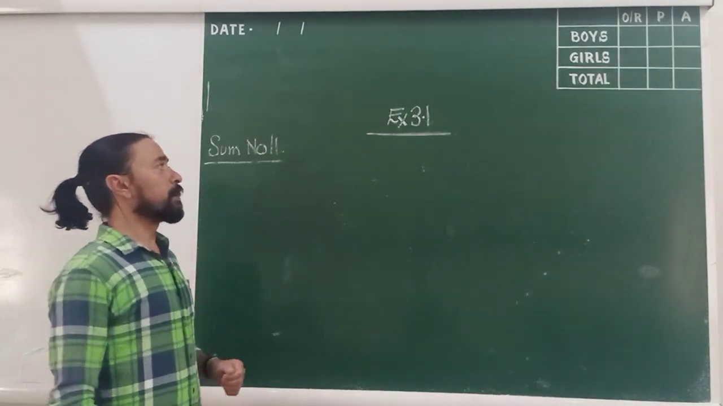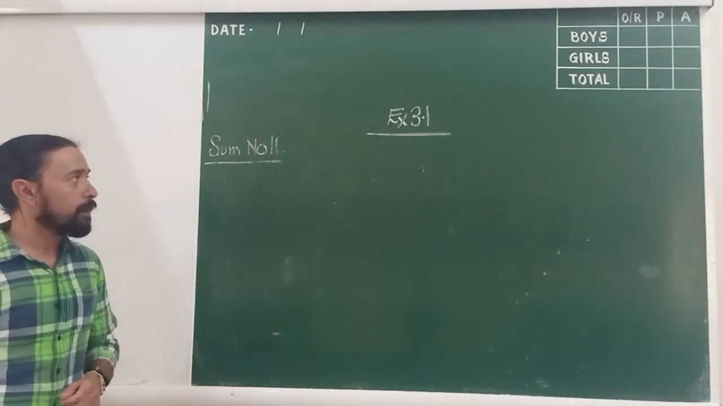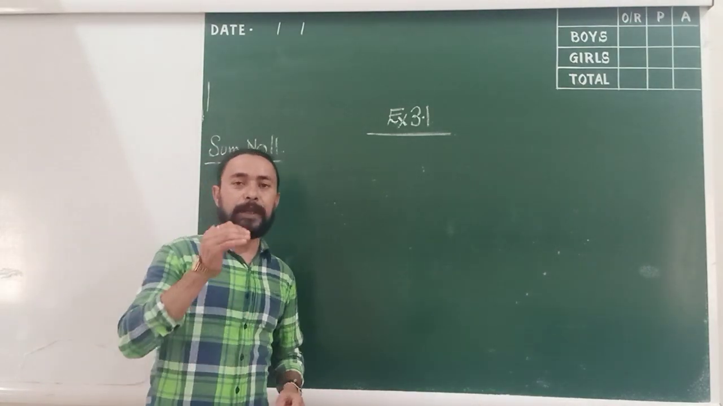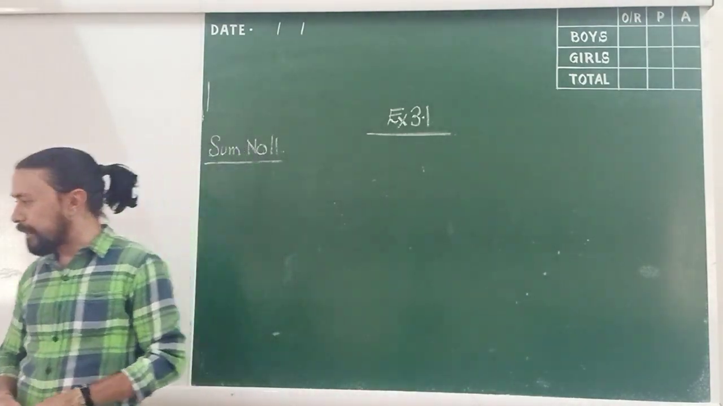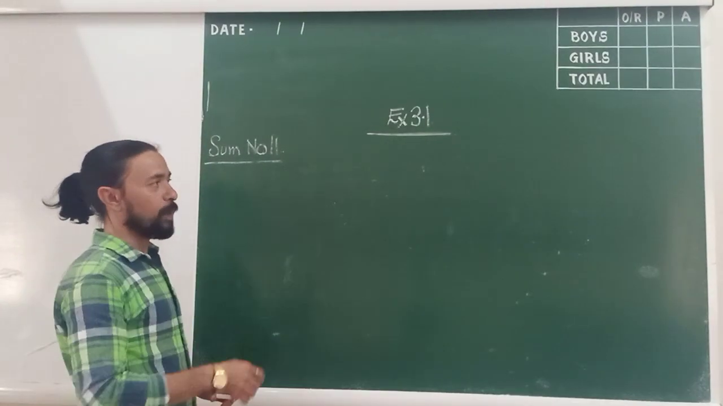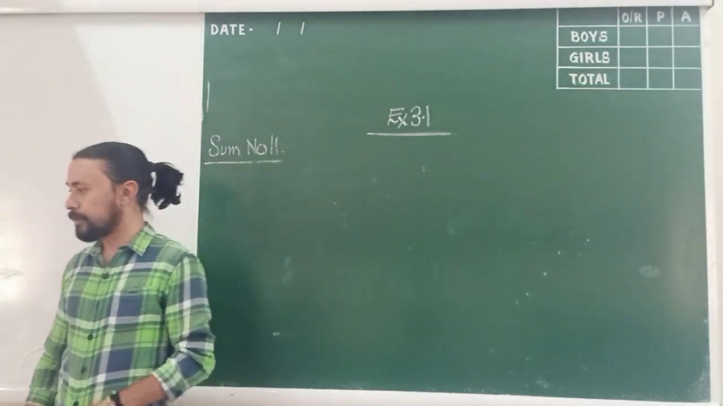As you can see, we are continuing with exercise 3.1. We are going to sum number 11. Our target for today is sum number 11, 12 and 13. So we will be done with this exercise once we finish these three sums.